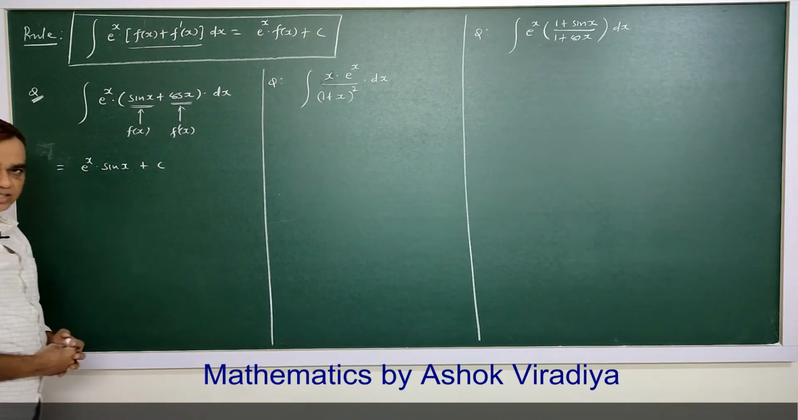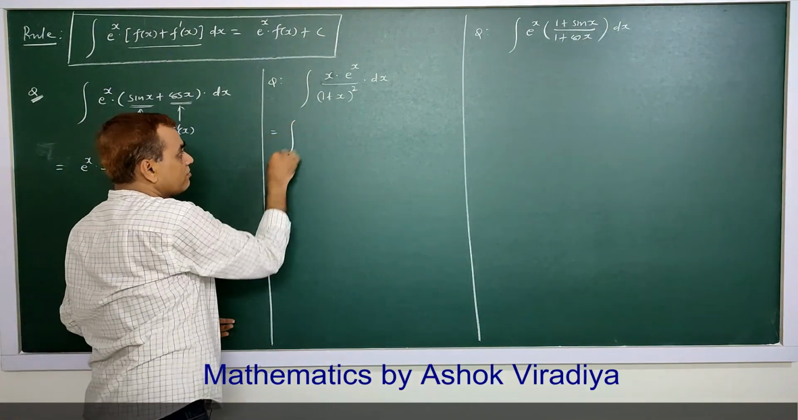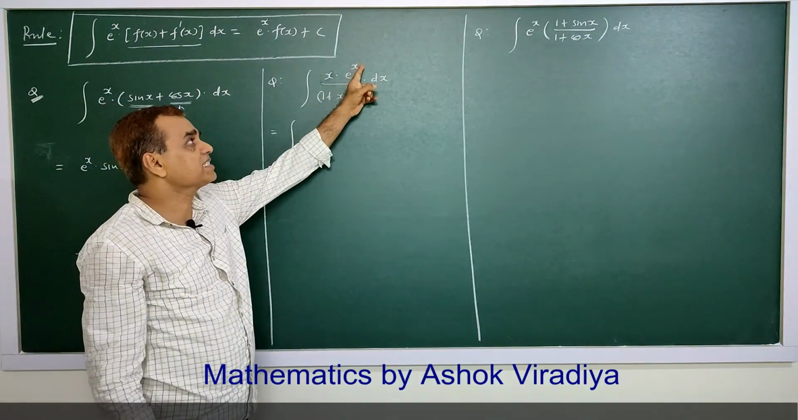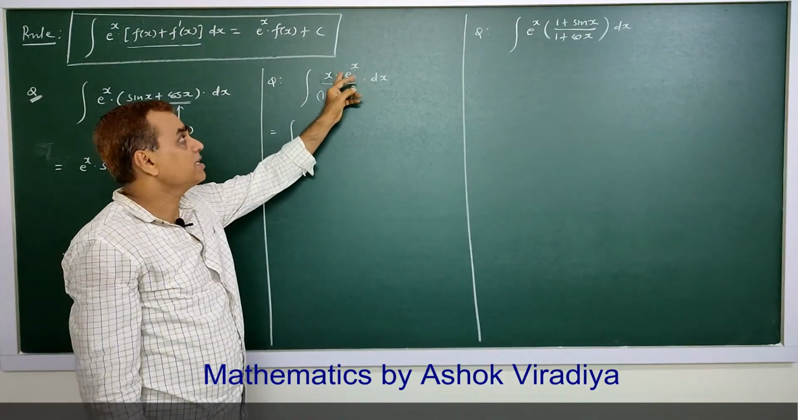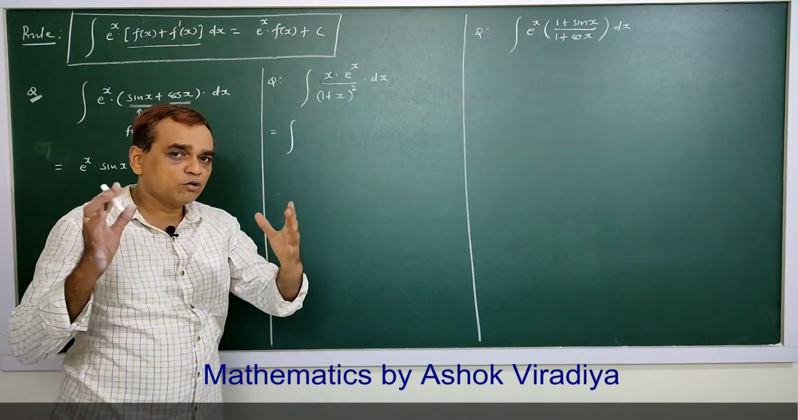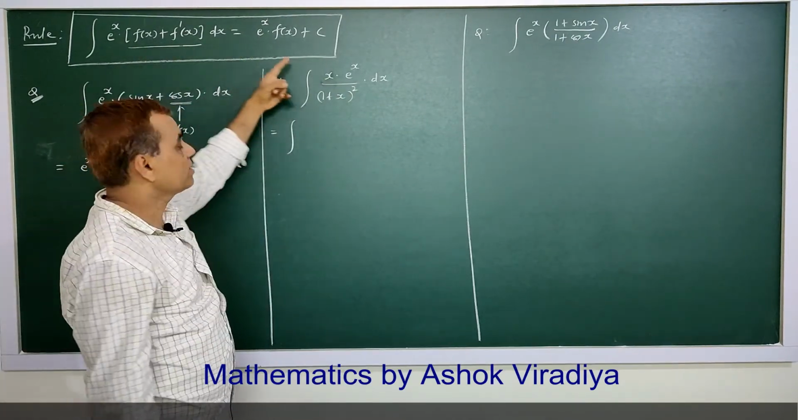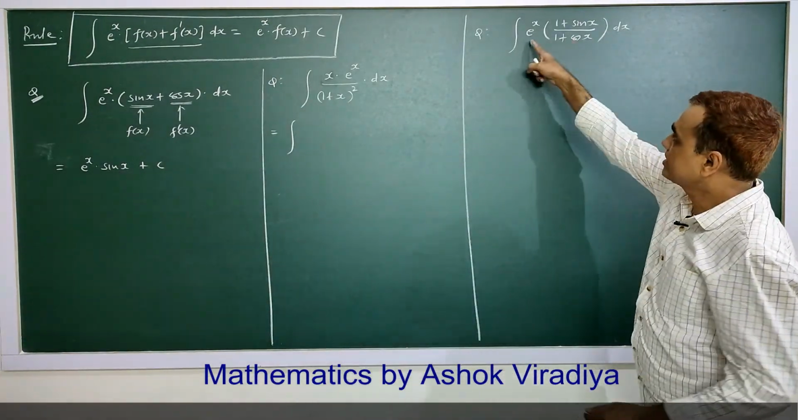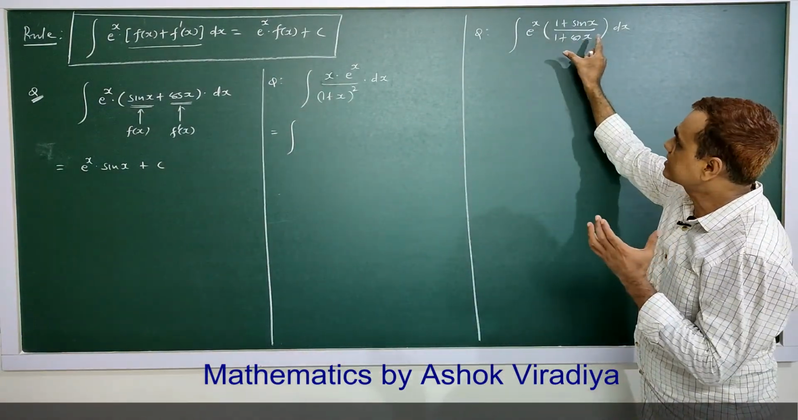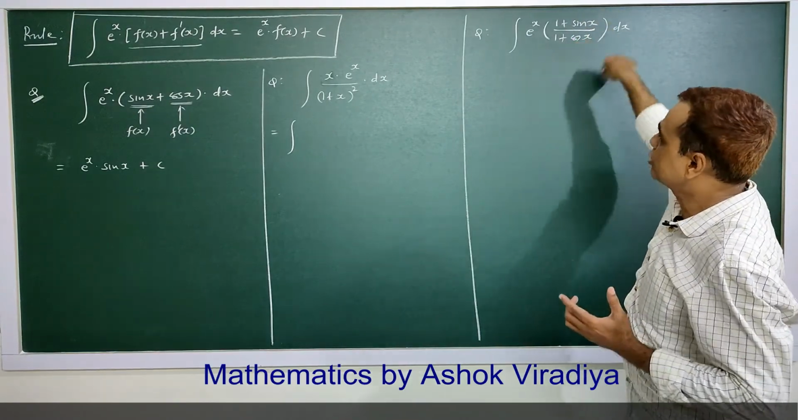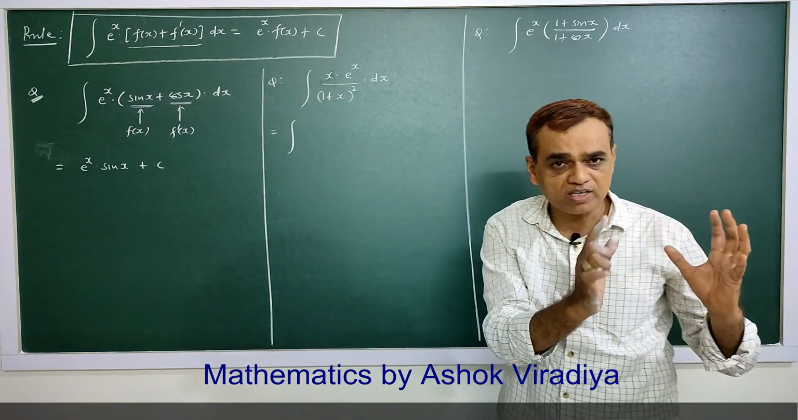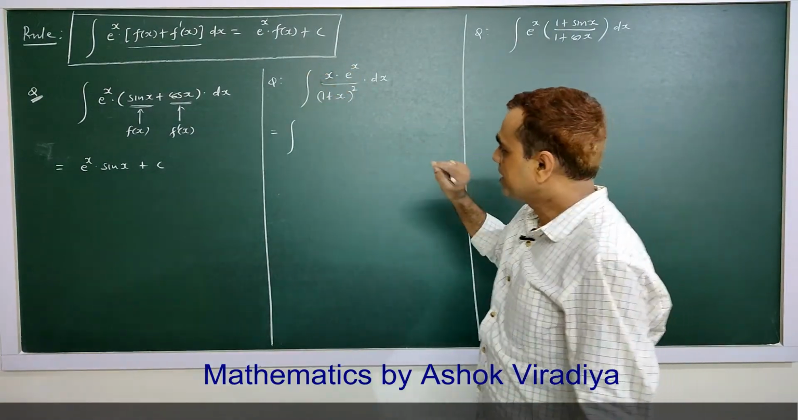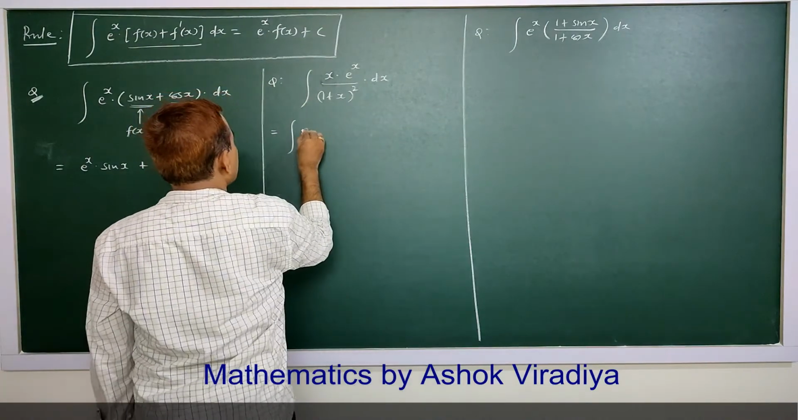In this question, say integral of, whenever you are given e raised to x and besides e raised to x there is a function of x, always try to apply this rule. In any question of integration, if e raised to x is given and besides e raised to x a function of x is given, a combination of x is given, then always try to apply this rule. So here this is e raised to x.